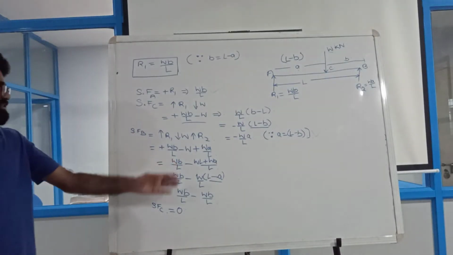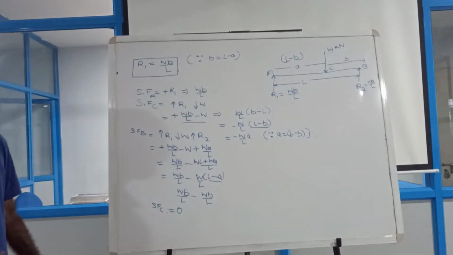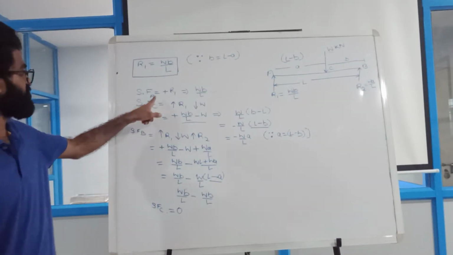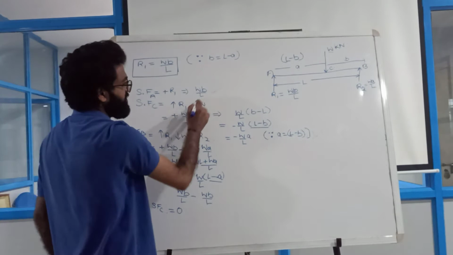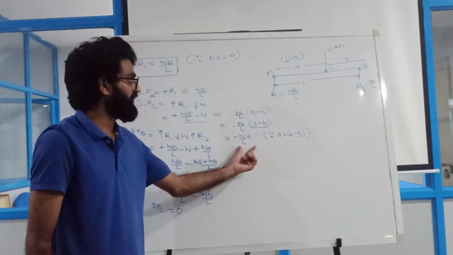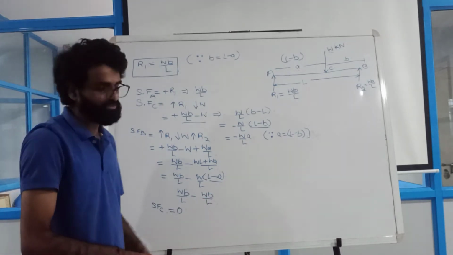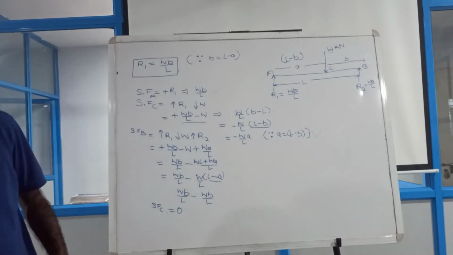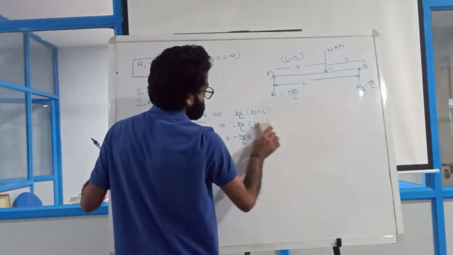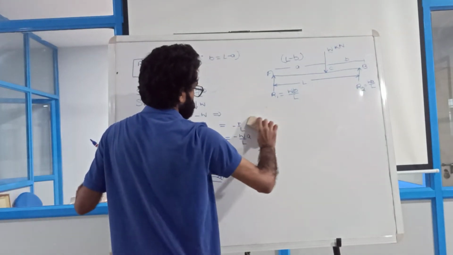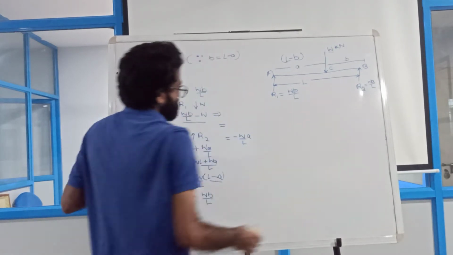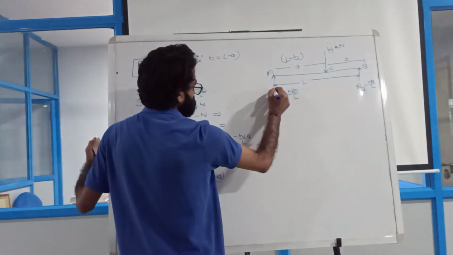So I got all my shear force points. So let us draw the shear force diagram. I got all my values over here. My value at A is WB by L, and my value at B is minus WA by L. So I will write all the values one by one. So this is my shear force at B. Okay, so let us draw the diagram.